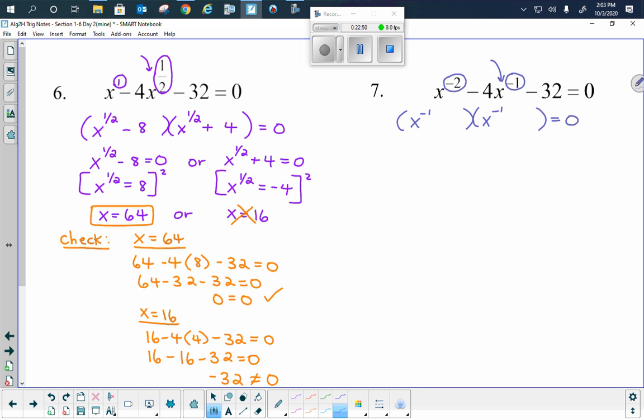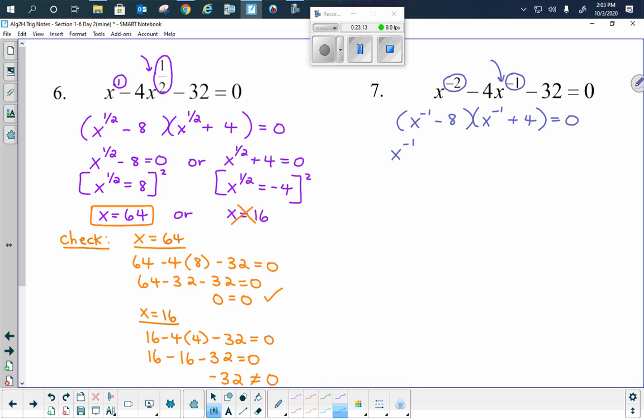Verify that. X to the -1 times x to the -1. Multiplying like bases, you add the exponents, so you would get x to the -2, which is what you have. Okay, so we're good. Same numbers that add to be -4 and multiply to be -32 will be the -8 and the +4. And now we're ready to solve each of those.